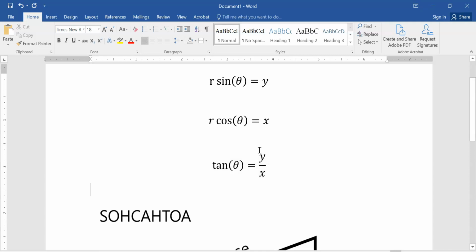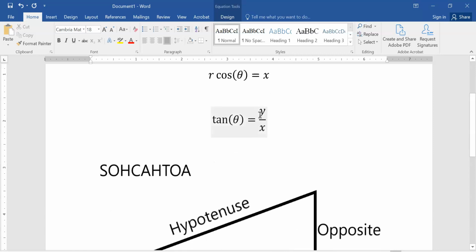So notice what this does. This says if I have r and theta, then I can find my y by just taking r sine theta equals y. If I have r and theta, I can find my x by taking r cosine theta and setting it equal to x. Well, if I have x and y, I can find theta by this equation.